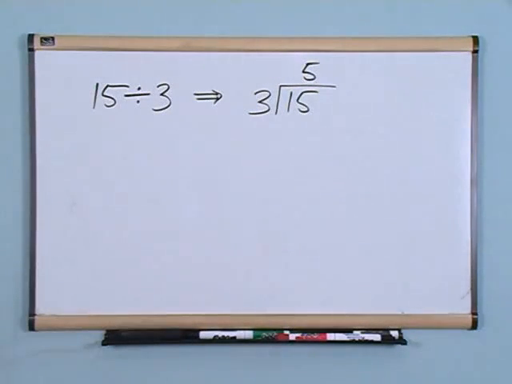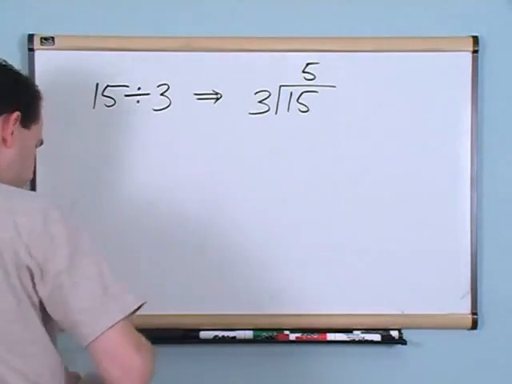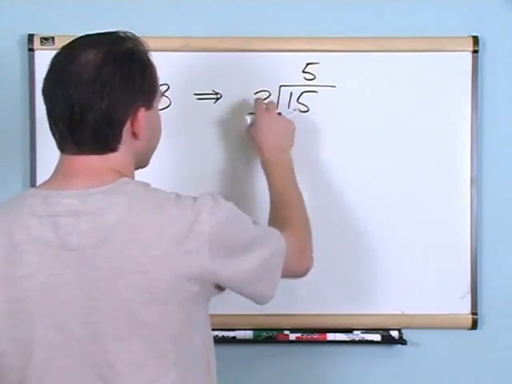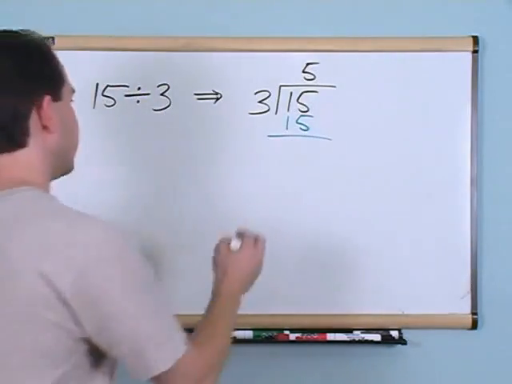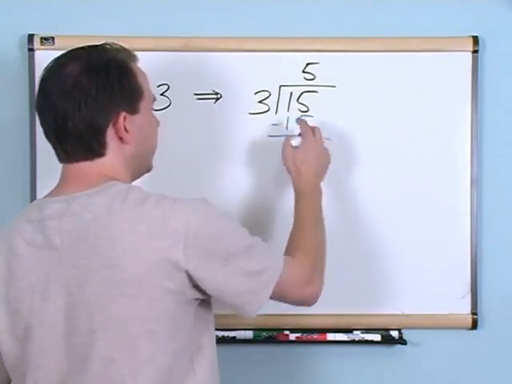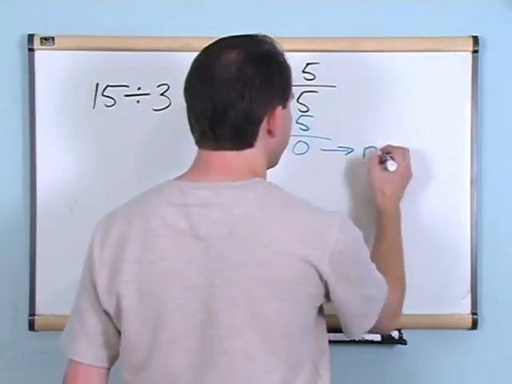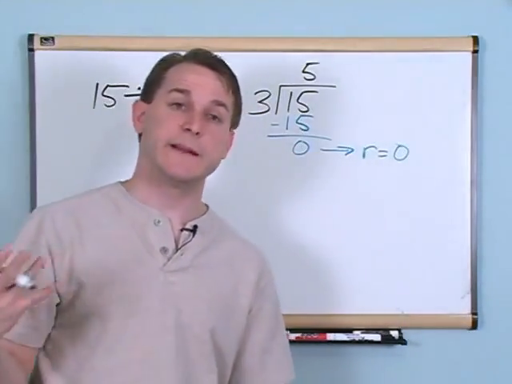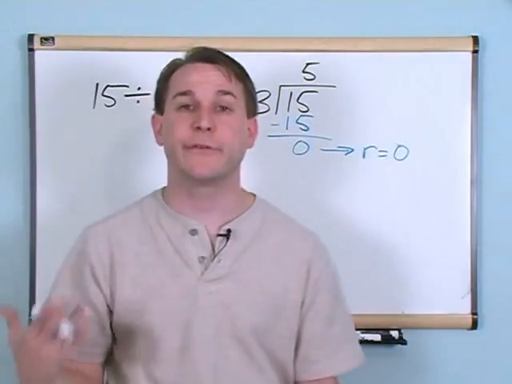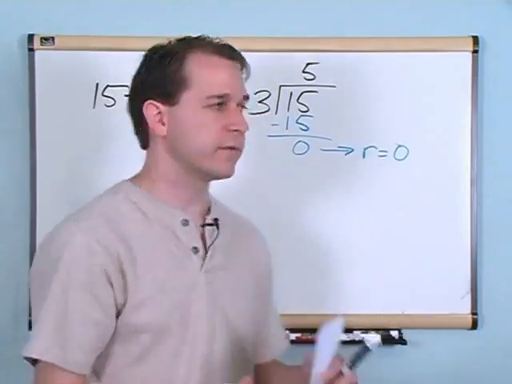So we believe that 5 is the answer, but let's go ahead and just make sure. So let's multiply 3 times 5, and I'll go ahead and do it in another color here. 3 times 5, 15. So I'm going to write it down. We're going to subtract. 15 minus 15, it just gives us 0. So the remainder is 0. So what this means is we've taken 15, we've divided by 3, and we got the answer of 5. And there's no remainder. So that means that there was nothing left over.